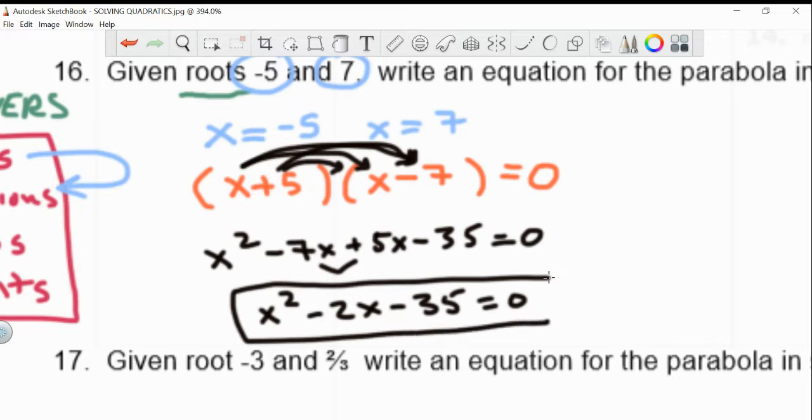And we're done. That's the whole thing, okay? These questions are extremely easy if you know how to start them, okay? The math is not hard at all. You have to know how to start them, though, okay?